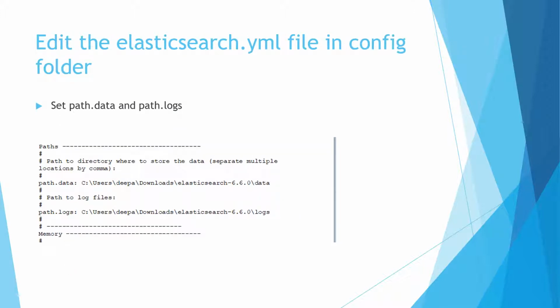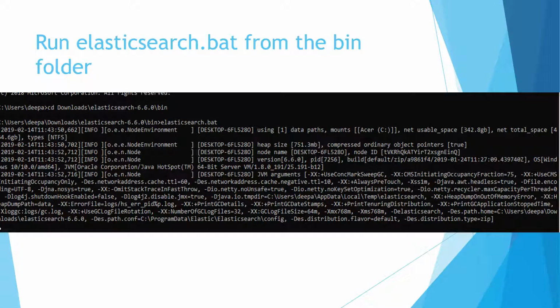Now edit the elasticsearch.yml file in the config folder. You can set path.data and path.logs specific to yours. Save the file. Now go to the command prompt and run the file elasticsearch.bat from the bin folder.